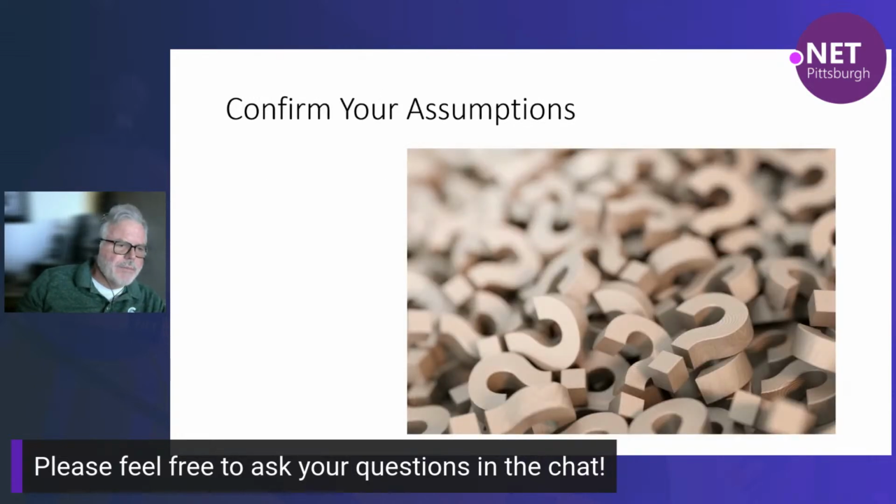Confirm your assumptions. It may be that the code is slower than you like, but maybe speed is not important to the application. Maybe it's a batch process that runs overnight. Just confirm that. Problems, a lot of times, depend upon context, and just understand that what you see as an issue is in fact an issue.